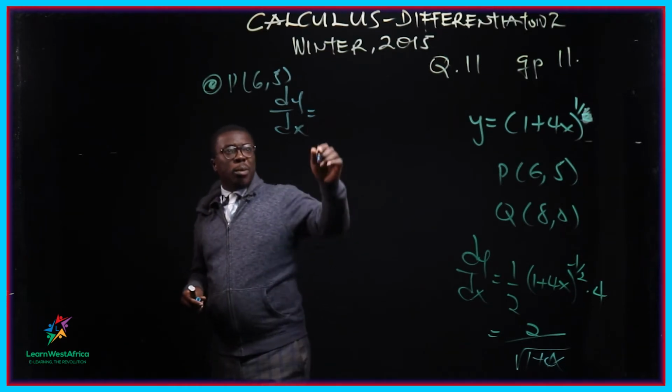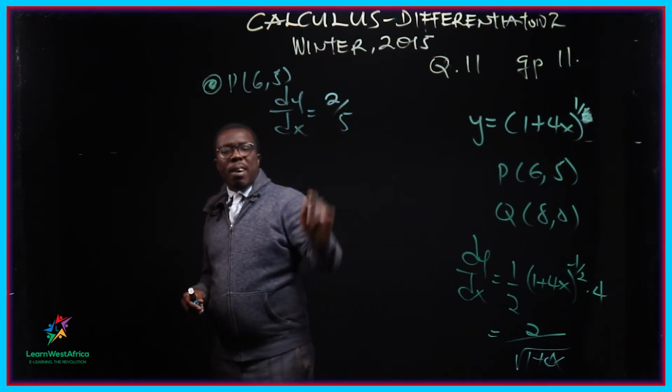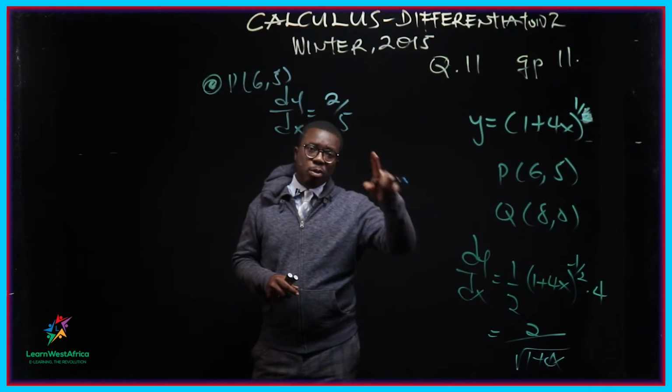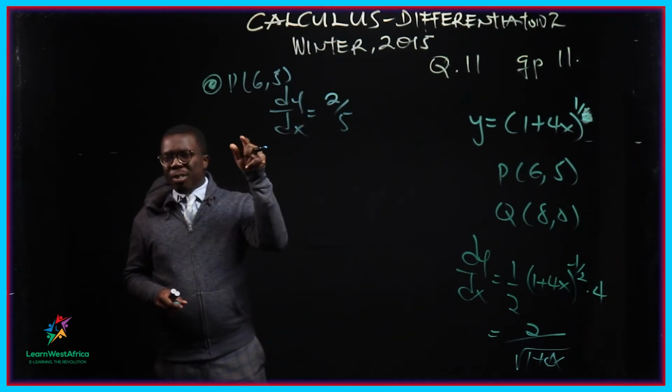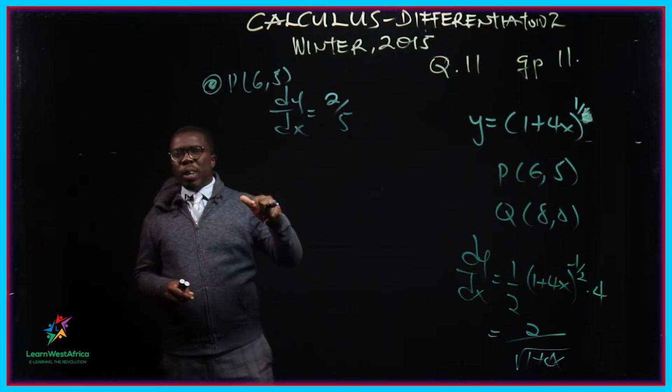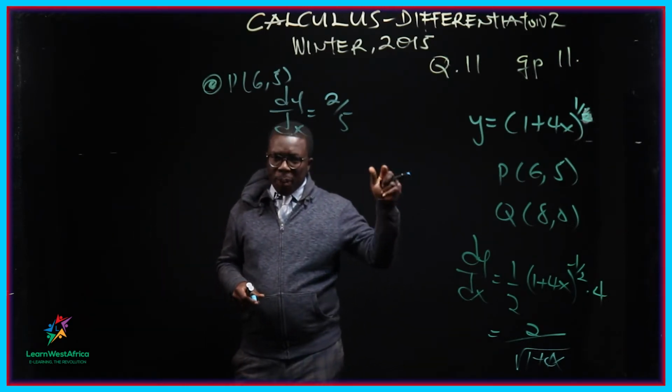Okay, so when we put that in, we are going to get dy/dx equal to 2 over 5, all right? Because the square root of 25 is 5, so this is going to give you 2 over 5. So now what we are saying is that this is the gradient of the curve at point P. Now I want to show that PQ is the normal to the curve.